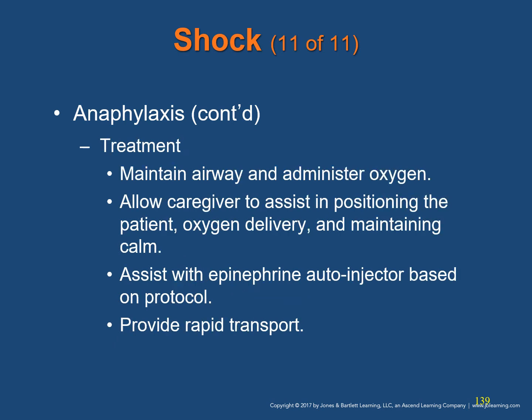Treatment of a pediatric patient with anaphylactic shock. Maintain the airway and administer oxygen via a tolerated route. In stable patients, allow the parent or caregiver to assist in the positioning of the patient, oxygen delivery, and keeping the patient calm. Based on protocols, assist with the epinephrine autoinjector if available. The pediatric epinephrine autoinjector is supplied in a dose of 0.15 milligrams and is given intramuscularly in the lateral thigh. Provide rapid transport.